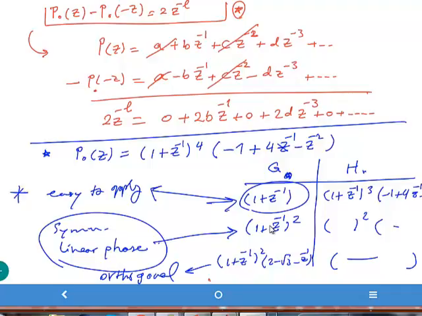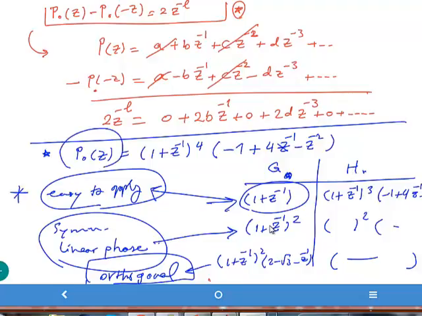So different notions come actually out of these different types of selection between G0 and H0. But they are all from the factorization of P0. And you just design the P0 first. Okay? So that was the idea of half band filter.